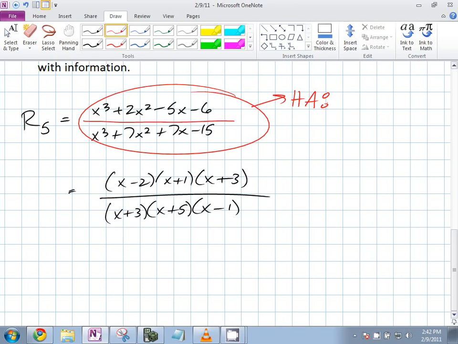So we know it has a horizontal asymptote. When the powers are equal, what do you look at? You look at the leading coefficients. In this case, the leading coefficients are both 1. So what is the horizontal asymptote? Not x equals 1. y equals 1.